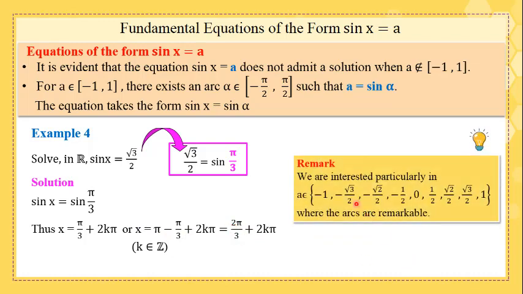We are interested just in the remarkable arcs: minus 1, minus radical 3 over 2, minus radical 2 over 2, minus 1 over 2, 0, 1 over 2, radical 2 over 2, radical 3 over 2 and 1.